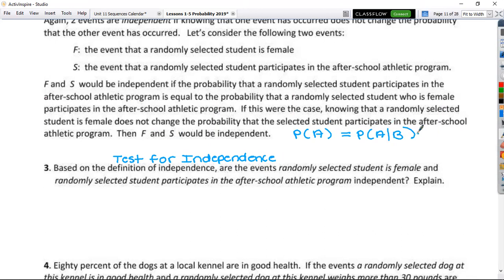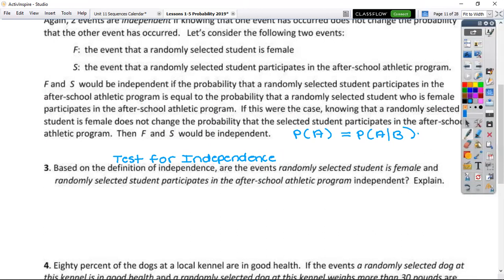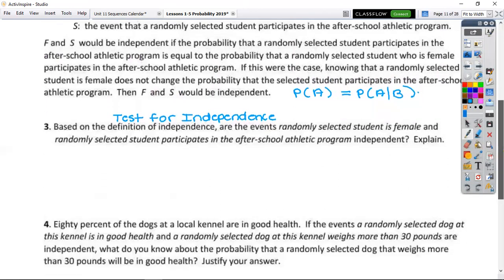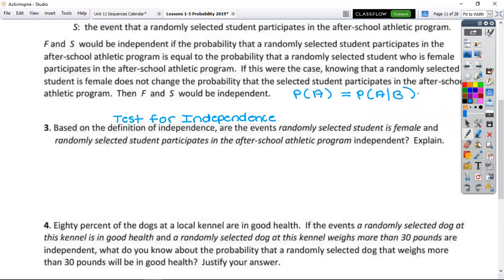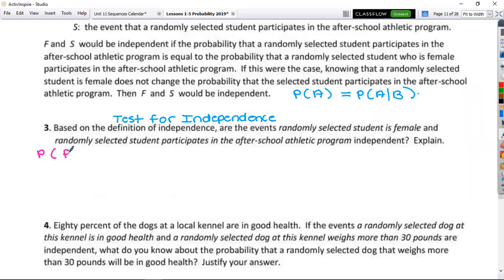So that is the rule per se. Now here's how I like to do this. I like to circle them right in the table. So to start, based on my test for independence, are the events number one, randomly selected student is female? Stop. So I'm going to do the probability of being female.